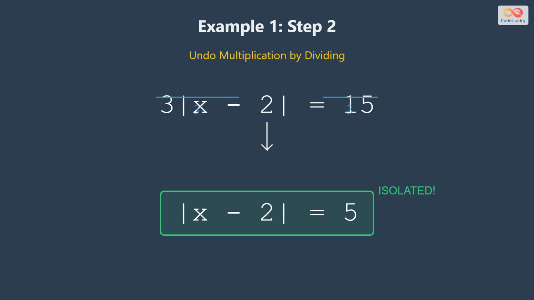We are not done isolating yet. There is a 3 multiplied in front. To get rid of it, we divide both sides by 3. 15 divided by 3 is 5. Now, look at the result. The absolute value of x minus 2 is all alone on the left. This is exactly what we want.